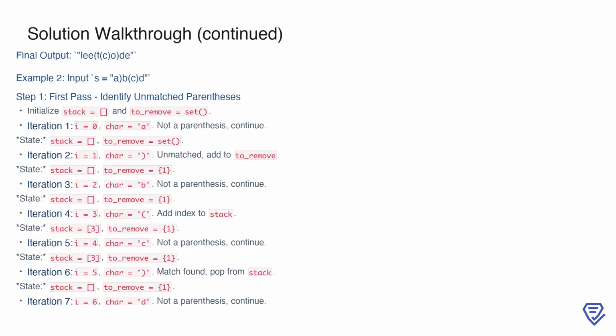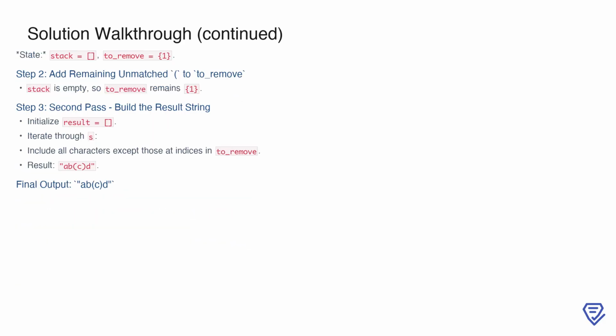At index 3, we encounter an opening parenthesis, which we add to the stack. This indicates an unmatched opening parenthesis. Moving forward, we process c, skipping it, and at index 5, we encounter a closing parenthesis. Since the stack has an unmatched opening parenthesis at index 3, we pop the stack, resolving this match. The final character d is not a parenthesis, so it is simply skipped. After processing the entire string, the stack is empty, and the only index in to_remove is 1, corresponding to the unmatched closing parenthesis at index 1.